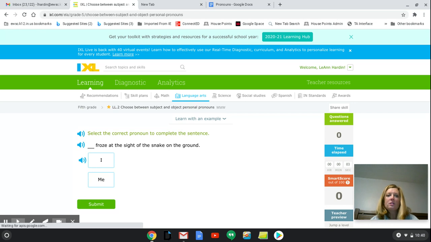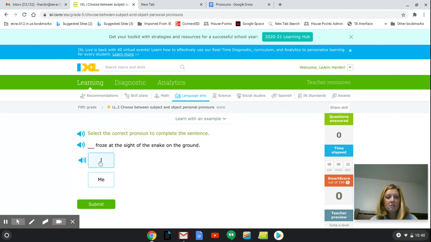Let's look here. Now, this is where that subject and object comes into play, because you kind of have to look at what part of the sentence it's in. If it's the beginning part of the sentence, you need the subject pronoun. If the blank is at the end of the sentence, you're going to need the object pronoun. Usually, you can just tell by what sounds best, honestly.